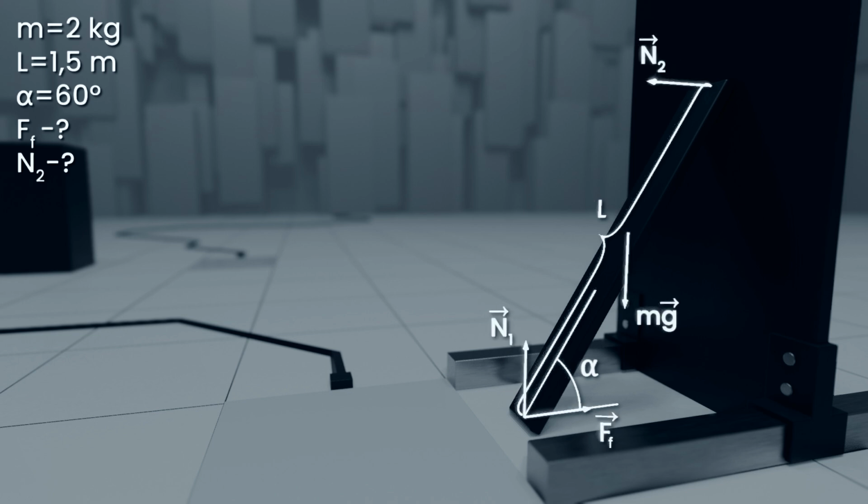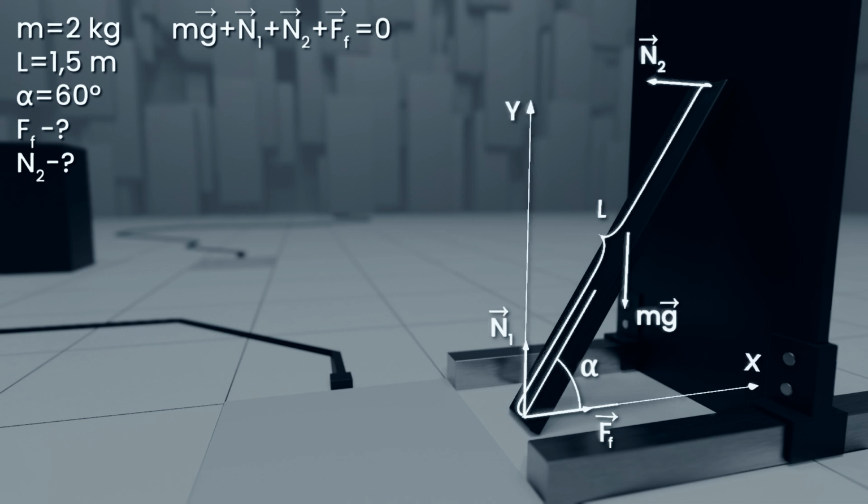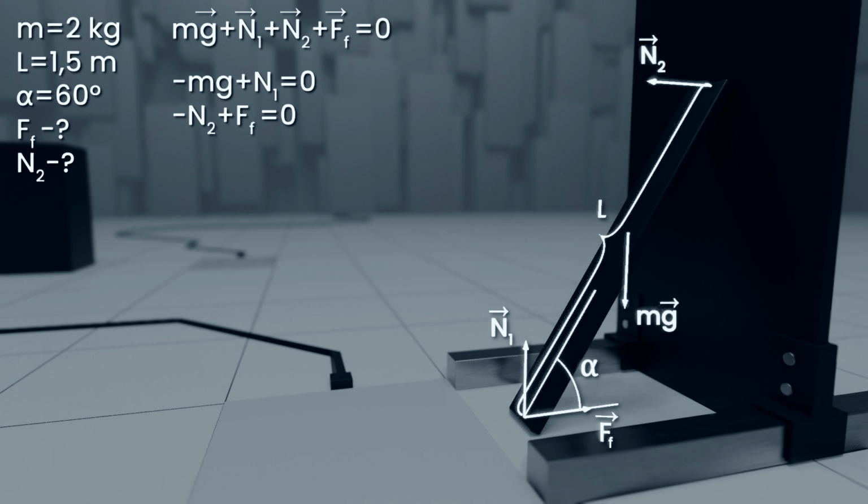For the board to remain at rest, the sum of all applied forces must be zero. Now let's introduce a coordinate system. We will direct the x-axis horizontally and the y-axis vertically. Next, we will project the force equilibrium equation onto this axis. The second condition for equilibrium is the principle of torques. The most convenient pivot point for calculating the friction force is the point where the board touches the wall.